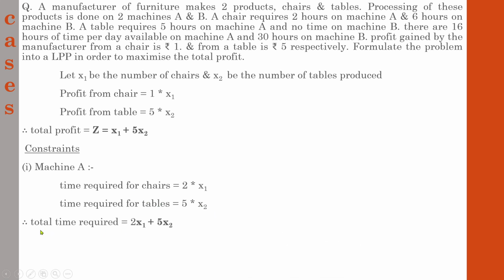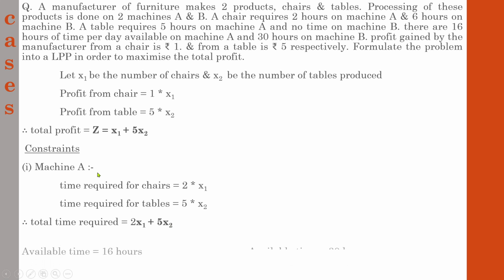Now we can write the total time required. So total time required means time required by the chair on machine A plus time required by the table on machine A. If you add these two times, you will get the total time required in using machine A. So total time required is 2 into x1, 2x1 plus 5 into x2, 5x2. So we have prepared one constraint. See, it is like a linear equation which we have mentioned earlier. So machine A is complete.